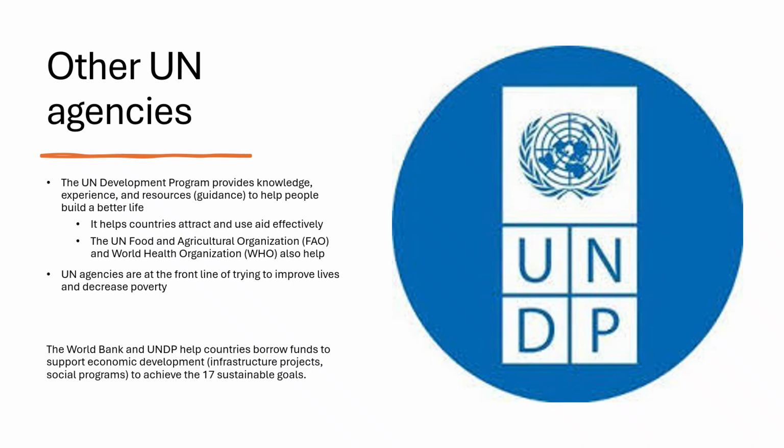The type of funds or organizations from the UN are the Food and Agricultural Organization and the World Health Organization. Those agencies are really on the front line trying to improve the lives of people and decrease poverty. So together, the World Bank and the development program from the United Nations are helping countries. Those countries are borrowing funds, and the goal is really to support their economic development and to achieve the 17 sustainable goals.